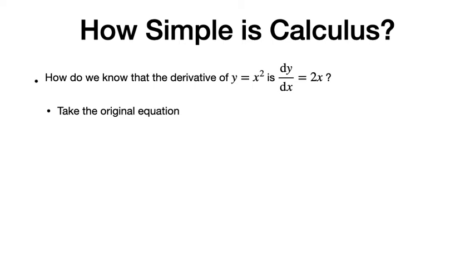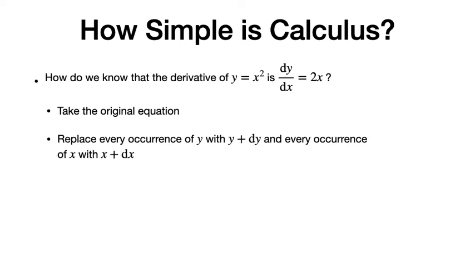All right, so we're going to take the original equation, and we're going to replace every occurrence of y with y plus dy, and every occurrence of x with x plus dx. We're basically saying what value of this infinitely small change in y and infinitely small change in x would cause the equation to still be true. Then we're going to solve for this ratio, dy over dx.